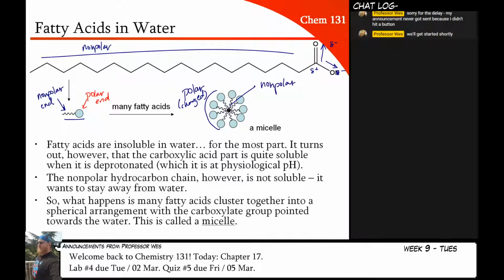So what these micelles do is, if I take these molecules and arrange them in this fashion, then the outside part, which is polar, allows the little cluster to be soluble in water.